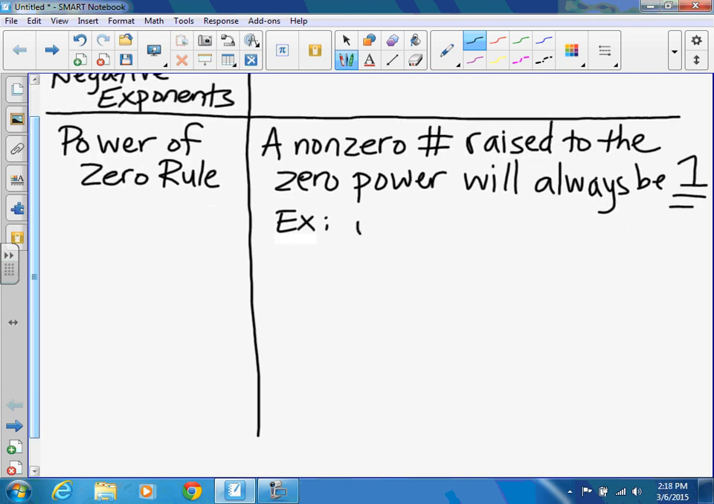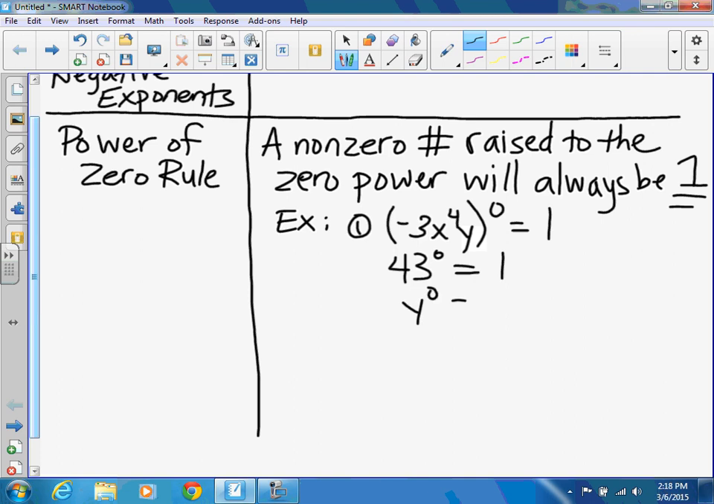So in this first example, if I give you in parentheses negative 3x to the 4th y, all raised to the 0 power. Because everything in the parentheses is raised to the power of 0, this answer will be 1 and nothing else. If I give you just a random number of 43 to the 0 power, you can even check this in your calculator. It will also tell you that anything to the 0 power is the number 1. If I give you just variables, y to the 0 power, that is going to be 1.